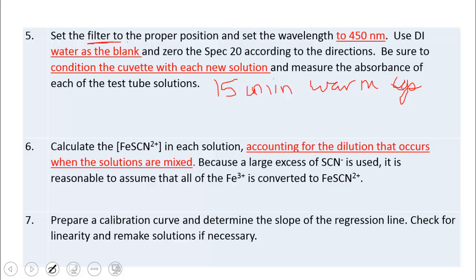So pour a little bit of your new solution that you've made up into the cuvette, swish it around, and dump it out into waste. All solutions today go in the aqueous waste jug.